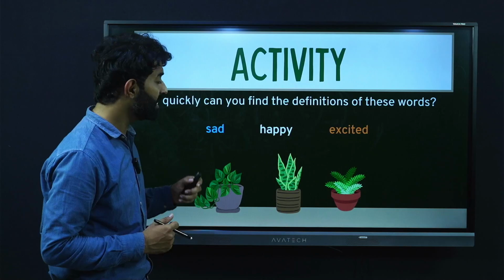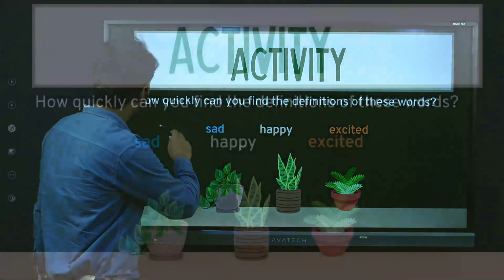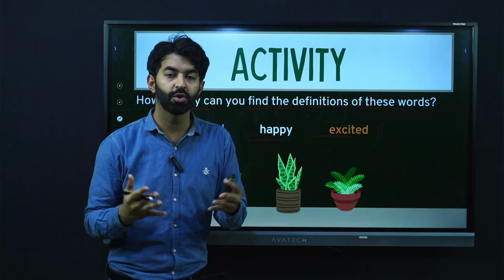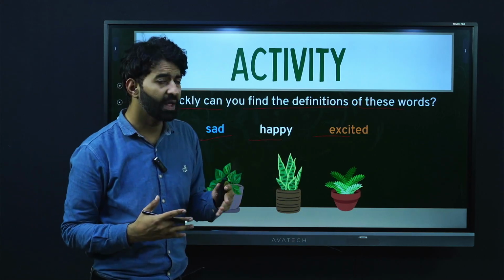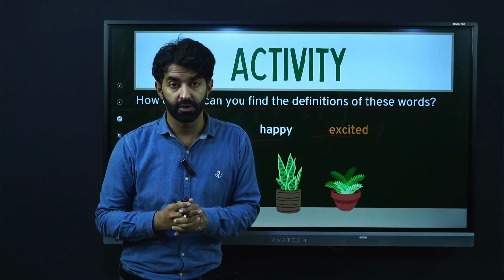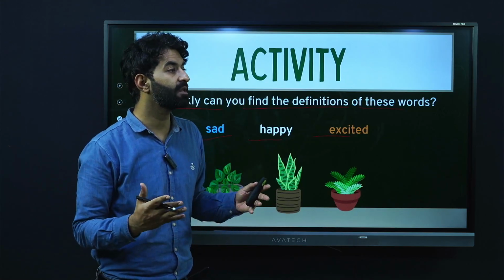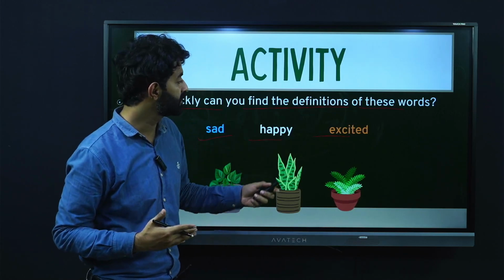Now, here's a little fun activity for you. I want your attention right now. How quickly can you find the definitions of these words? You can quickly go to your dictionary. These are very basic words. And you know that a dictionary contains thousands of words. So how would you find it quickly? Can anybody tell me the quickest way possible for finding these definitions?